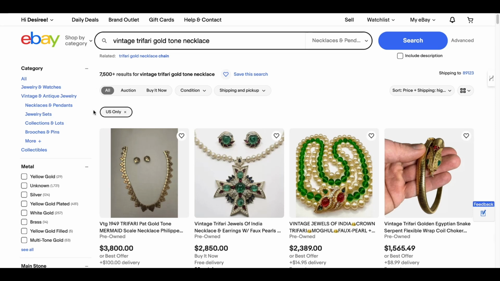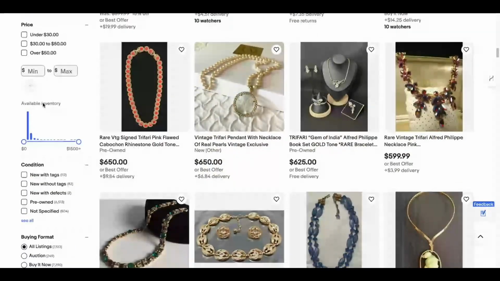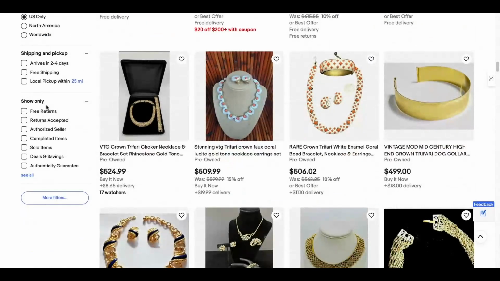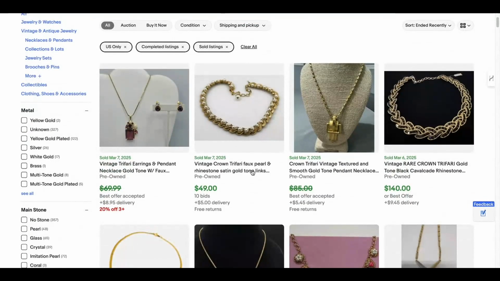And again, we're going to go to this left side column and scroll all the way down to where it says show only. We are going to check sold items. Now, when you check sold items, completed items will also automatically check. All right, so let's go ahead and do that. Now you can see that eBay gives us 1,400 results for vintage Trifari gold tone necklace. And these are the sold items or the sold listings from the past 90 days.